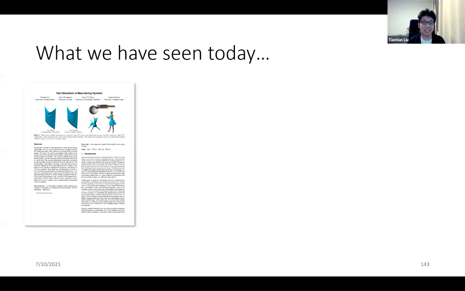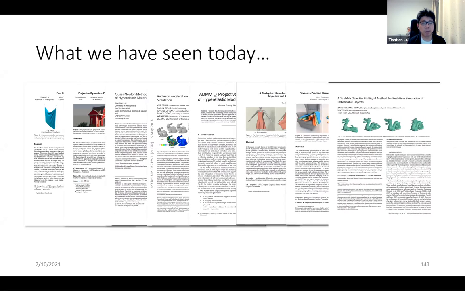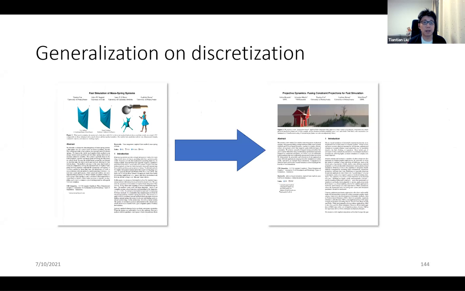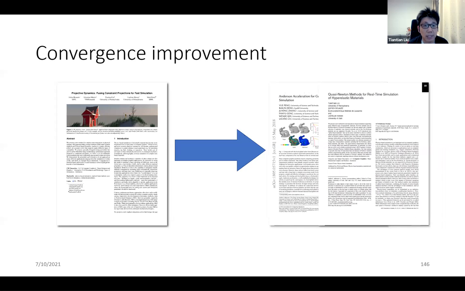To summarize, we have seen a bunch of papers today. Some of them are from our group and some of them are not, but they form a very nice line of research works in simulating deformable bodies in real time. We first saw how we generalize this idea from fast mass spring systems to projective dynamics, which is a generalization on discrete models. Then we saw two different points of view of PD supporting more general nonlinear materials, one using quasi-Newton and another using ADMM. We also saw that the quasi-Newton view of PD can naturally accelerate the convergence of PD using L-BFGS, and viewing PD as fixed point iterations also brings in Anderson acceleration.